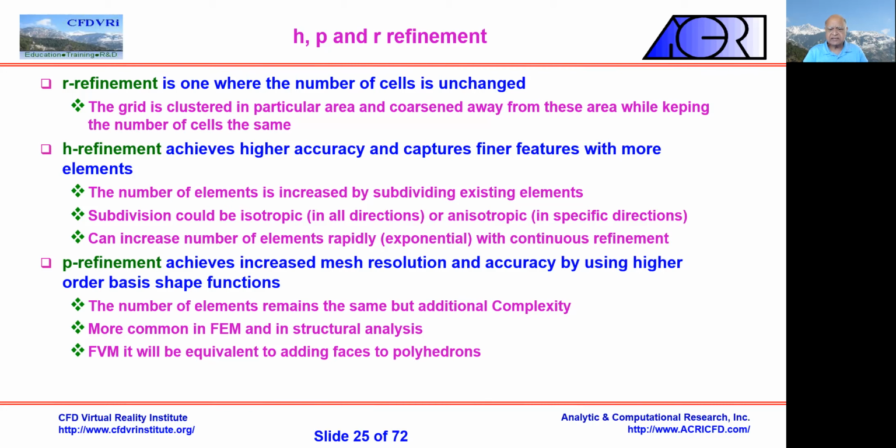P refinement is a somewhat different methodology. We're saying, well, keep the number of elements the same, but let's add the complexity by changing to higher order basis functions. Like in finite elements or structural analysis, you do that just by going to higher orders and therefore perhaps introducing some other nodes. Now in finite volume, it is equivalent to adding more faces to the polyhedrons. For example, if you have a 6-sided polyhedron, a hex, you might make it into a 12 or a 16 sided one, which is a little more problematic, but still can be done. So usually P refinement is done in finite element methods.